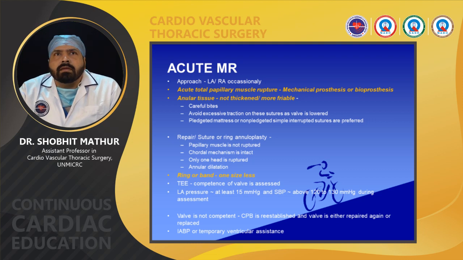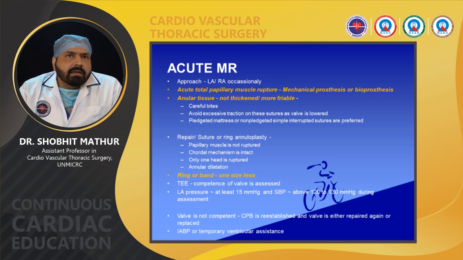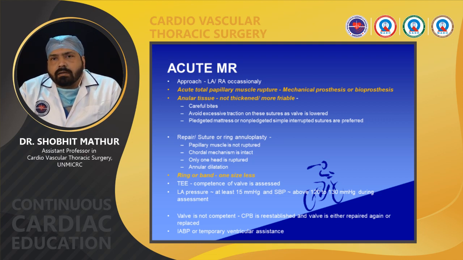The other option is repair of the mitral valve by a ring annuloplasty and sometimes suture annuloplasty. The specific indications for doing an annuloplasty are that the papillary muscles are intact, they are not ruptured, the chordal mechanism is intact. If a rupture has been there, then only one head of the papillary muscle is ruptured and annular dilatation is there. Ring or band, when it is used, it has to be one size less. That is called restrictive annuloplasty. What it is, we'll see in the coming slides.